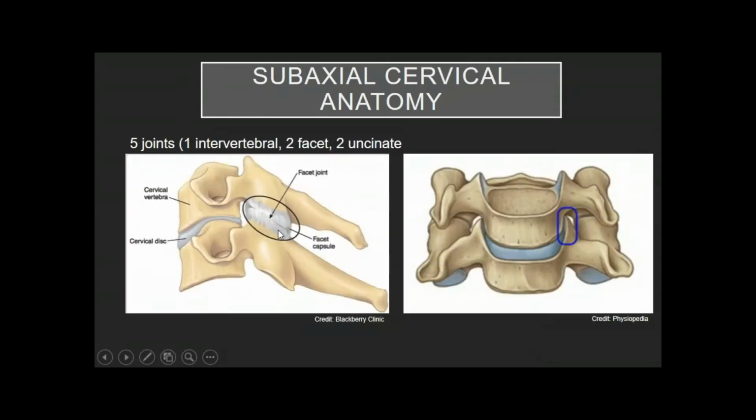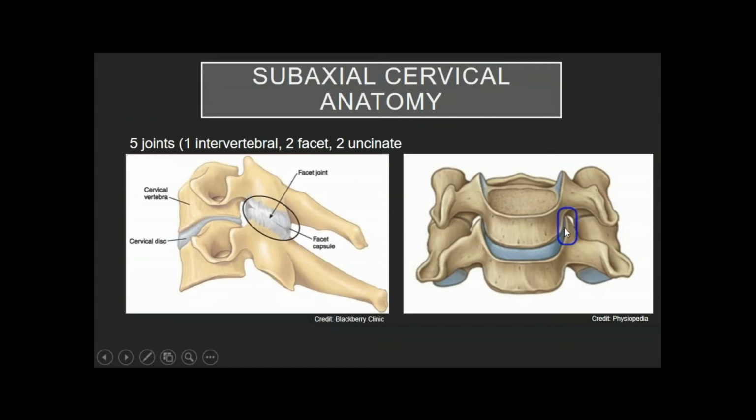Okay, so I'm going to break it down for you further. The cervical spine has 5 joints. It has an intervertebral joint. I know we don't always think about this as a joint, but it is. It is connecting 2 bones, therefore it is a joint. Then we have 2 facet joints. And then a joint that a lot of people don't think about, we have 2 uncinate or uncovertebral joints.